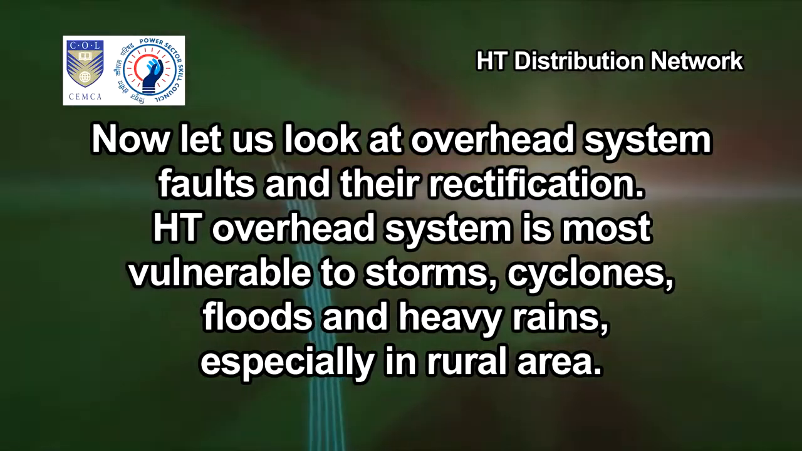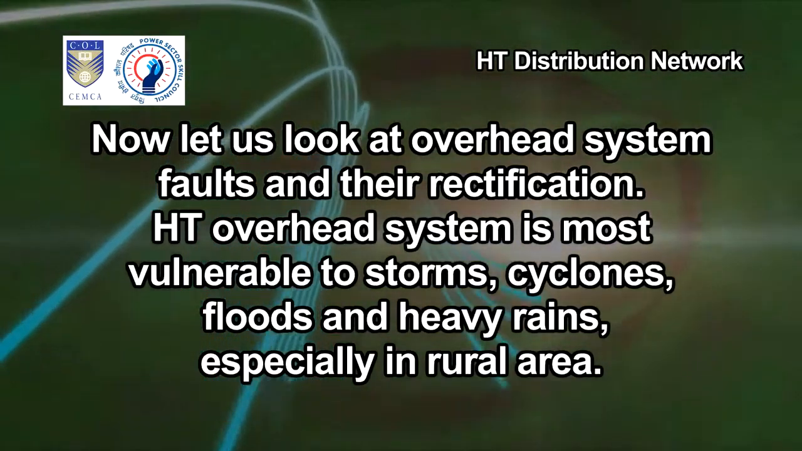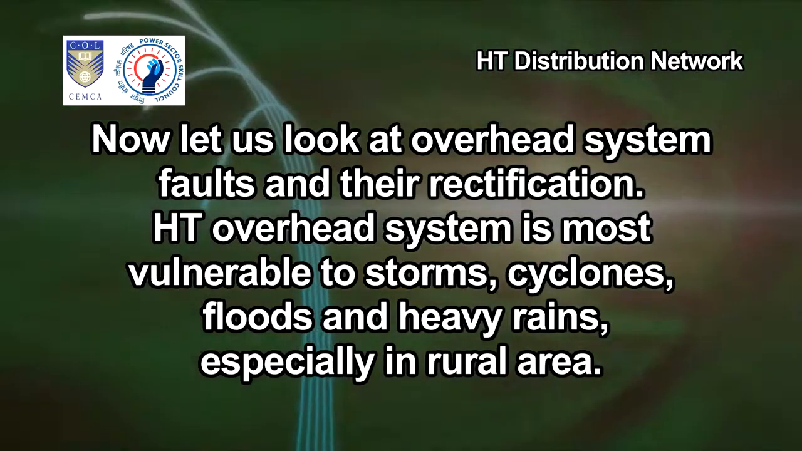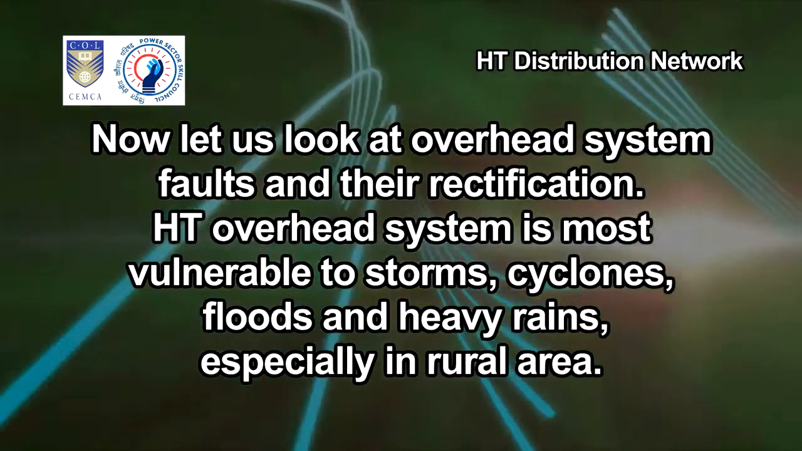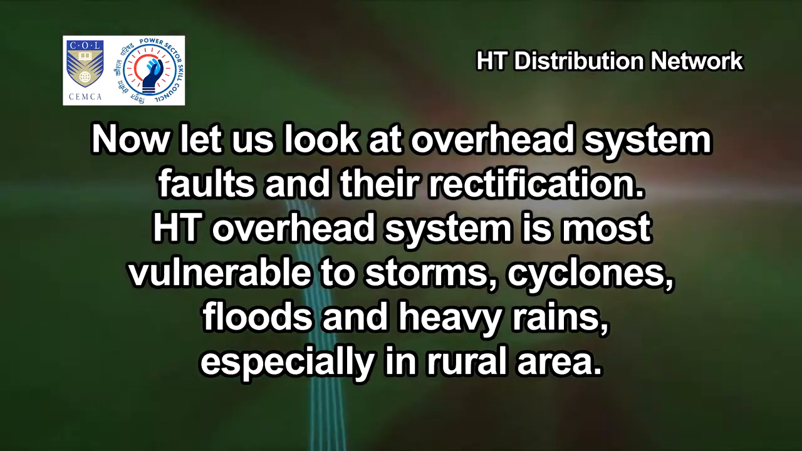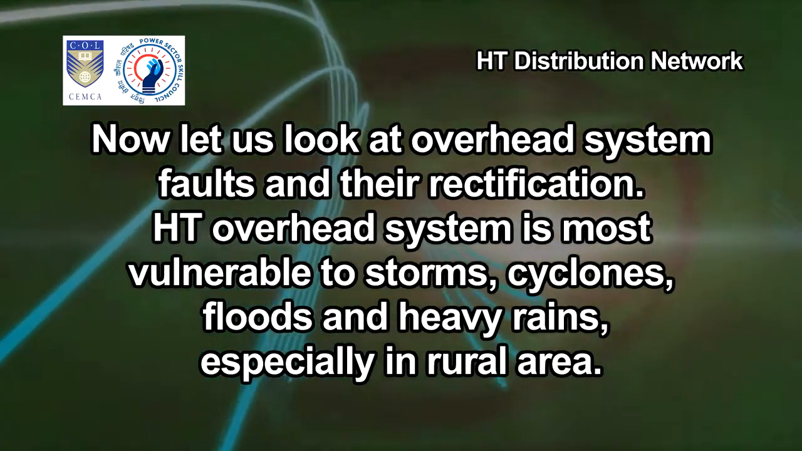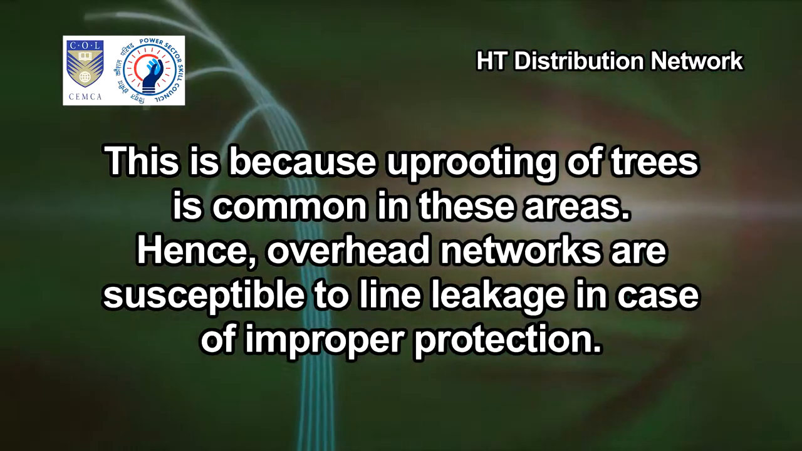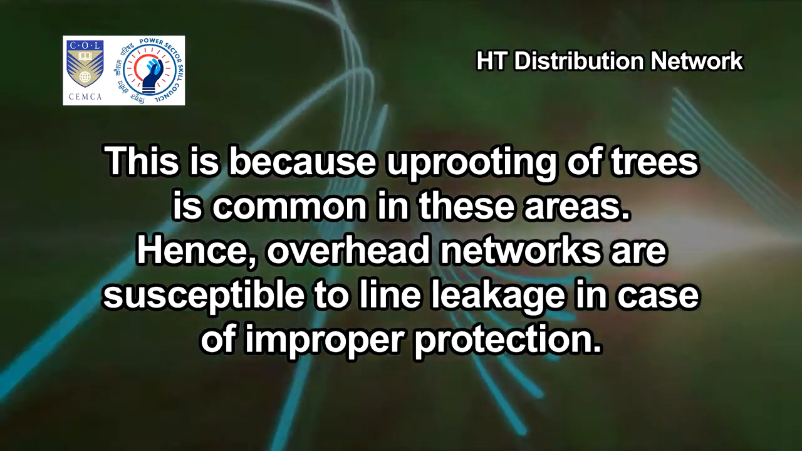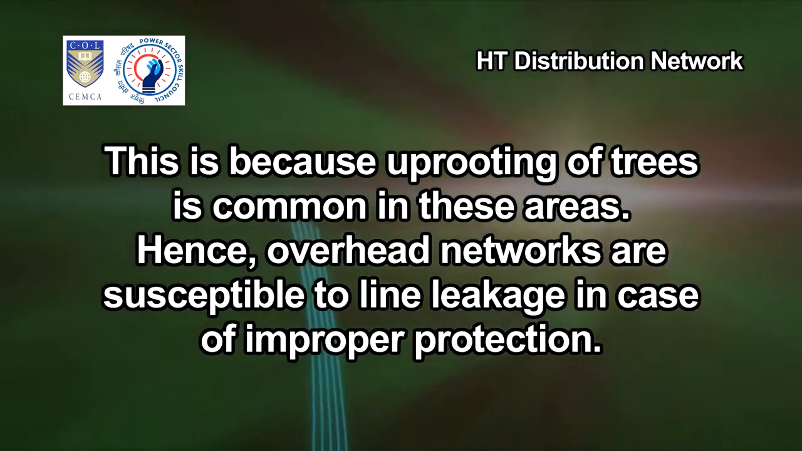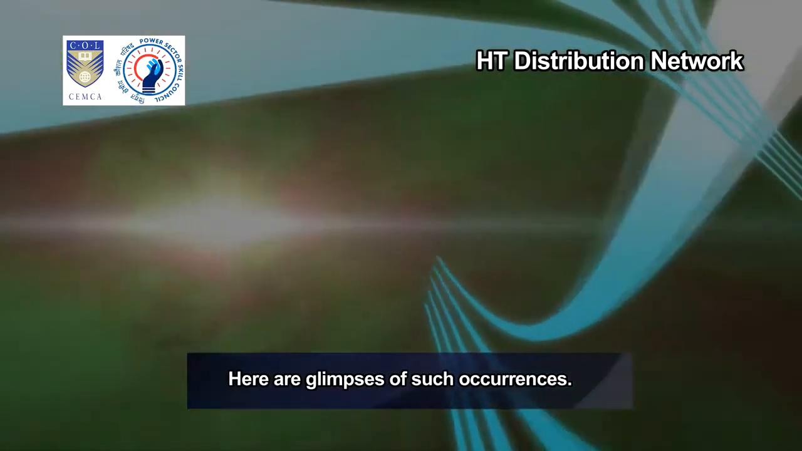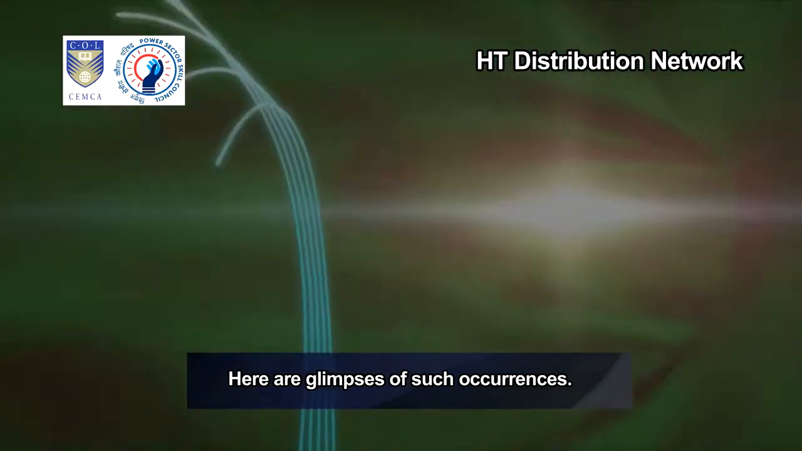Let us look at overhead system faults and their rectification. The HT overhead system is most vulnerable to storms, cyclones, floods and heavy rains, especially in rural areas. This is because uprooting of trees is common in these areas. Hence, overhead networks are susceptible to line leakage in case of improper protection. Here are glimpses of such occurrences.